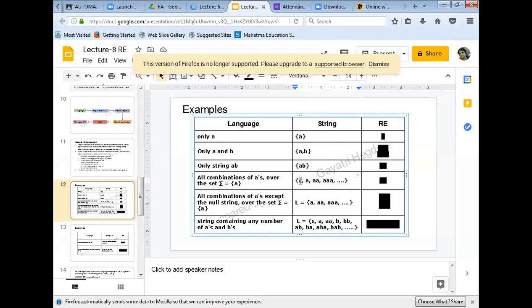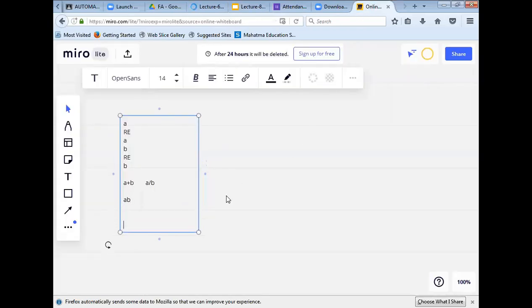Epsilon, this is known as epsilon. Epsilon matlab zero number of A's. Next is 1, 2, 3, and so on. That is known as all combinations, or we can also say any combination of A, or zero or more number of A's. That is this language. How to represent this language? Epsilon, A, AA, AAA, and so on. This is represented as A star. So you have to remember this, A star. A star matlab epsilon, zero number of A's, one A, two A's, three A's, and so on. Zero or more number of A's.